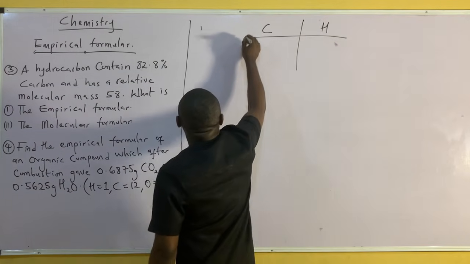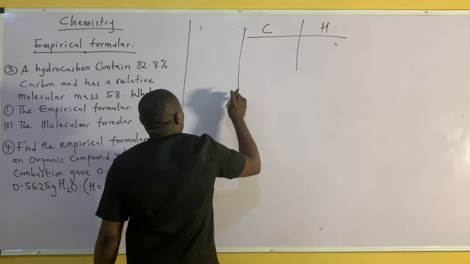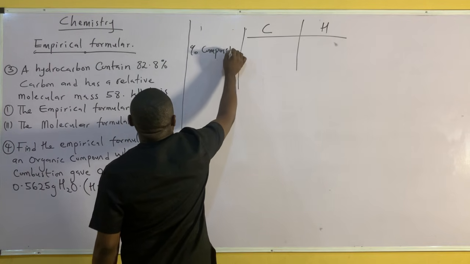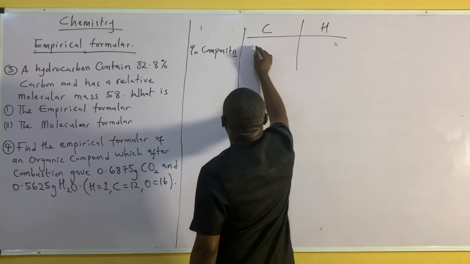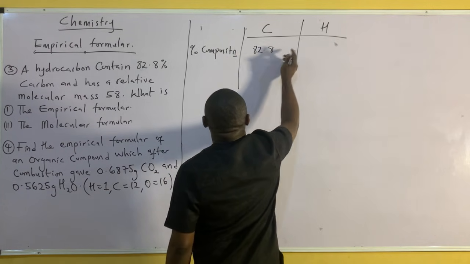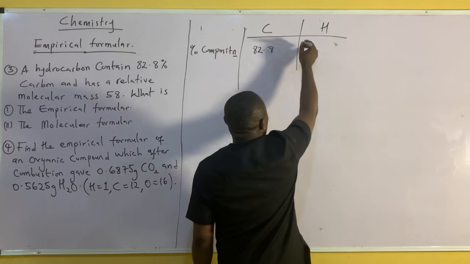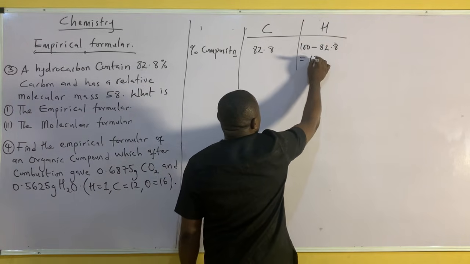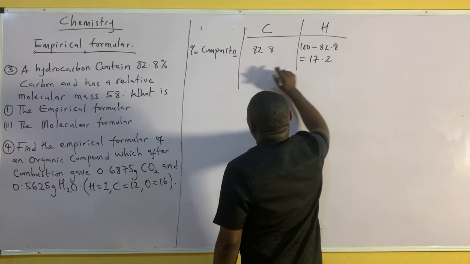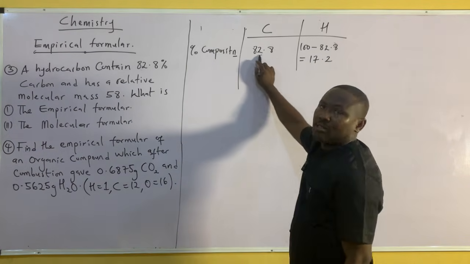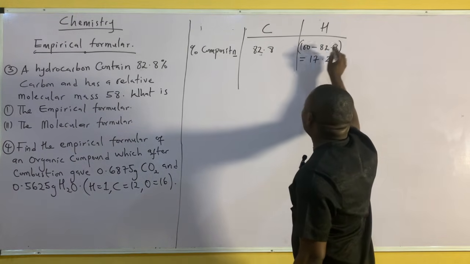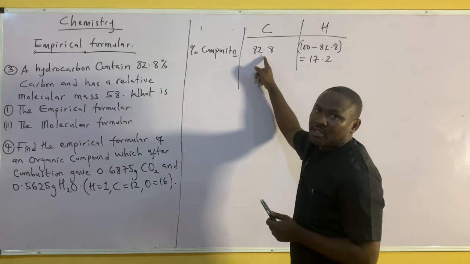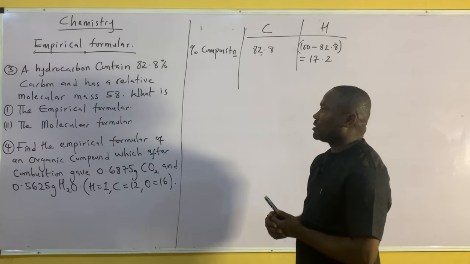Now, what's the next thing? We're given the percentage composition. What was the percentage composition? That's what they gave to us. Percentage composition of carbon is 82.8, while that of hydrogen will be 100 minus 82.8, and that is 17.2. Because this was 82.8, to get this, we subtract it from 100, because the percentage of hydrogen plus the percentage of carbon must equal 100%.